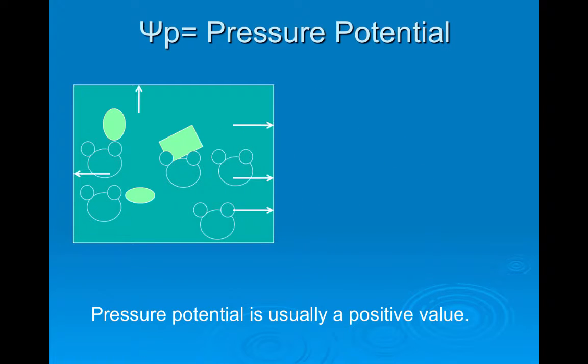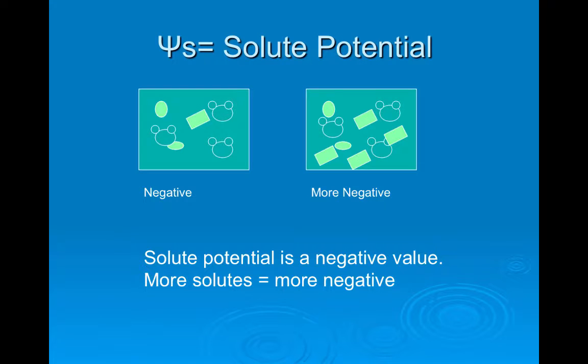As water enters cells, the cell contents press on the cell wall. The cell wall exerts pressure back. Increased pressure makes it less likely that water will enter the cell. This pressure potential is usually a positive value.